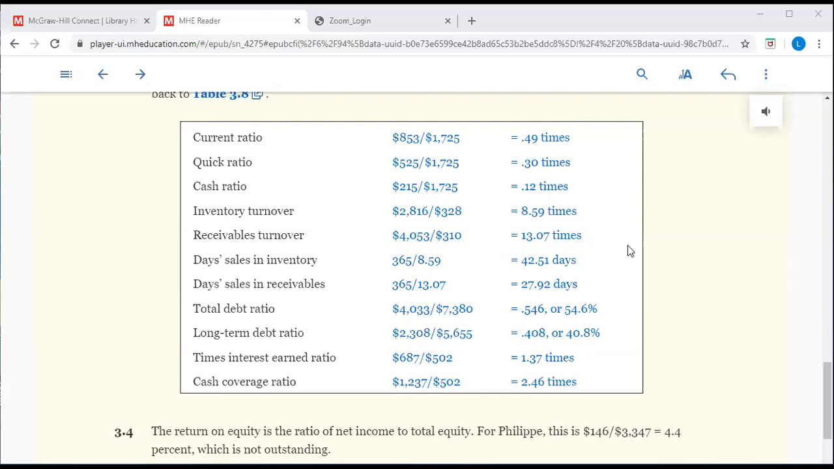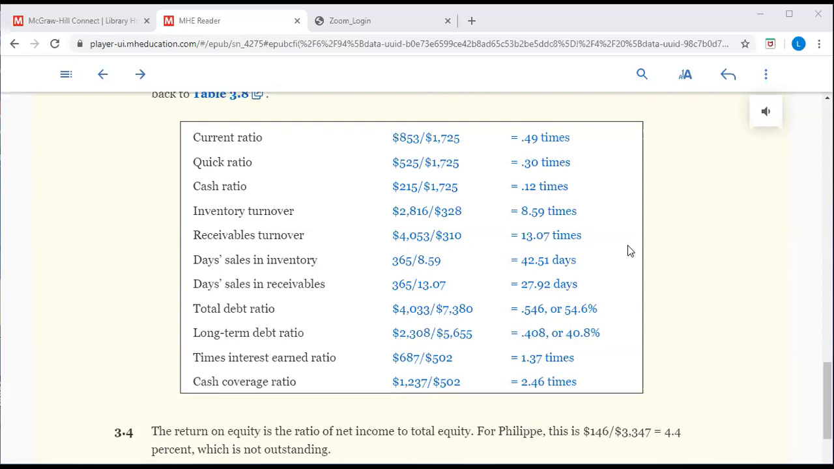Times interest earned. For the times interest earned, we take the earnings before interest and taxes of 687 and then divide it by the interest paid, and that's right off your income statement, and that's 1.37 times. So this is showing how many times we could pay our interest from our earnings before paying any kind of interest or taxes. So the more times you can pay it, the more likely you will. So we could cover it 1.37 times this year.